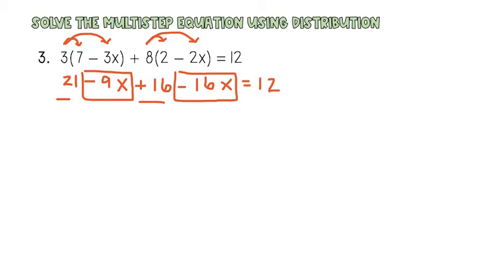So a positive 21 can be combined with a positive 16, and that equals a positive 37. And my negative 9x, notice how I put a box around that minus sign because the sign goes along with the number. So negative 9x and a negative 16x can be combined and written as negative 25x.